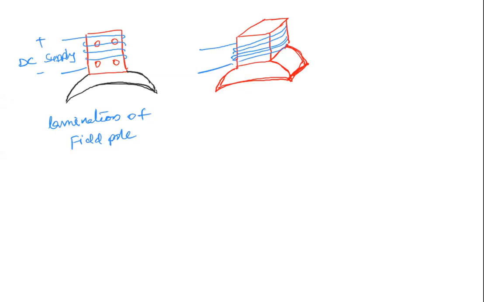So when you give DC supply to this field winding, DC current, some field current IF, enters into the field winding. This field pole works as an electromagnet, so out of this comes a magnetic flux. The purpose of this field winding and field pole is to produce a magnetic flux.